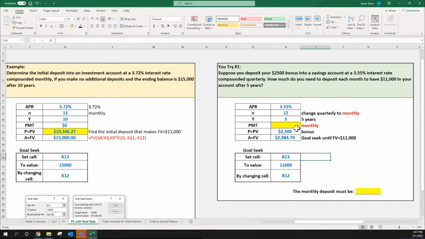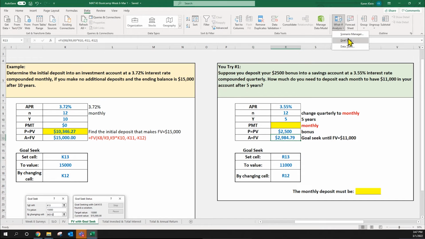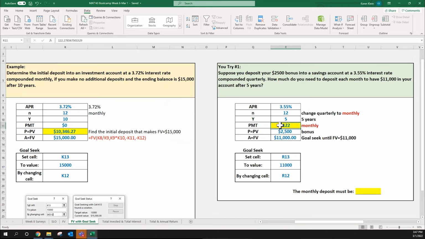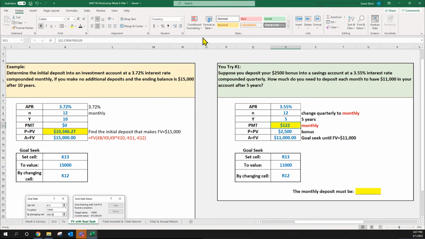All right. So now we're ready to goal seek. So we're going to go Data, What-If Analysis, Goal Seek. We have R13. We're going to change that to 11,000 by changing our PMT. Now, since money will have cents associated with it, I'm going to expand my decimal places. So I ended up getting $122.28.